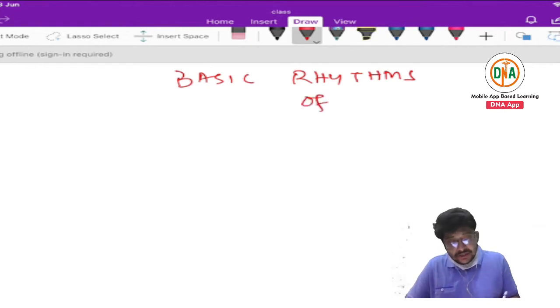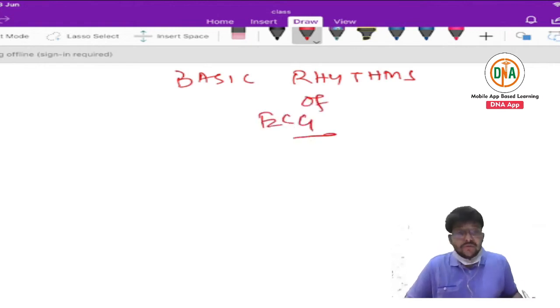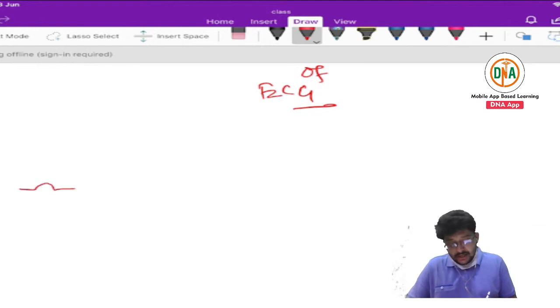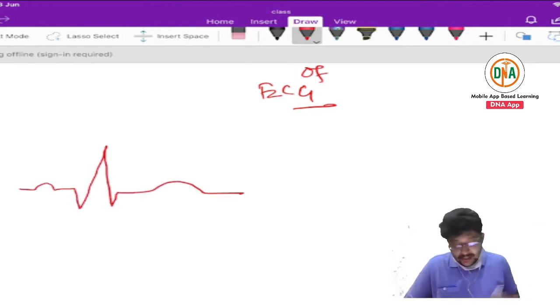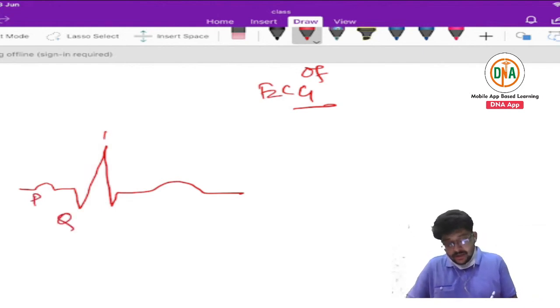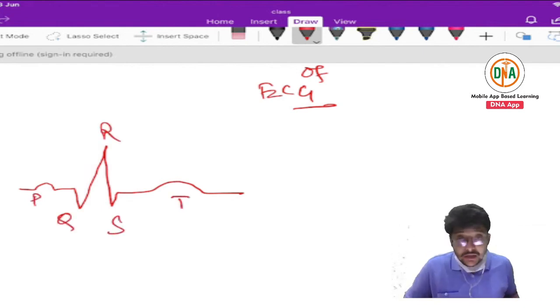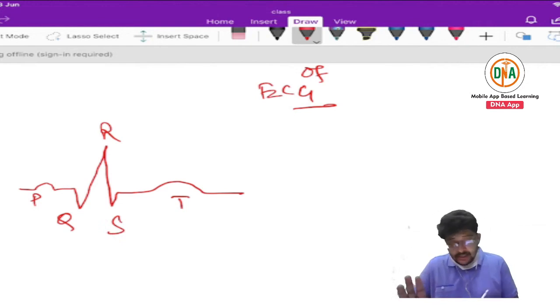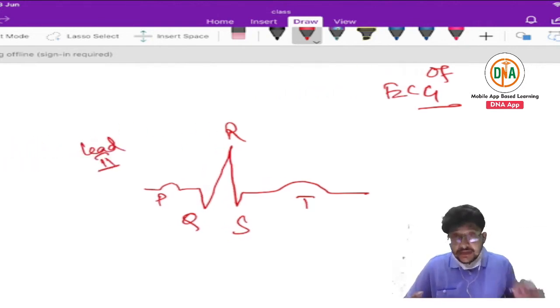Basic rhythms of ECG that we shall just do right now. If we look at the lead 2 ECG, it is like this. You can see there are a few waves like P, Q, R, S, T. This you need to remember. So it is the lead 2 ECG.